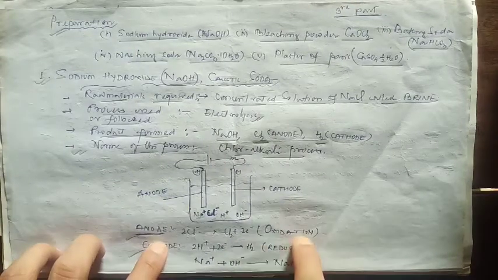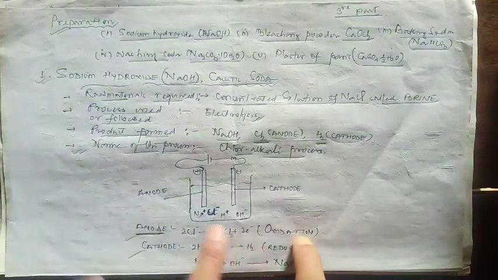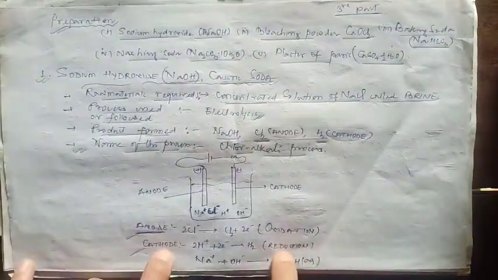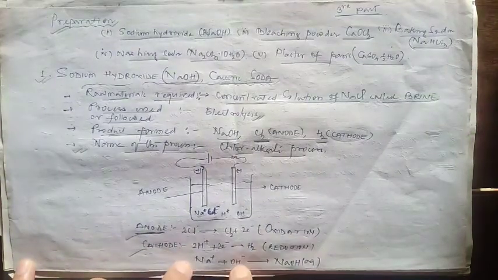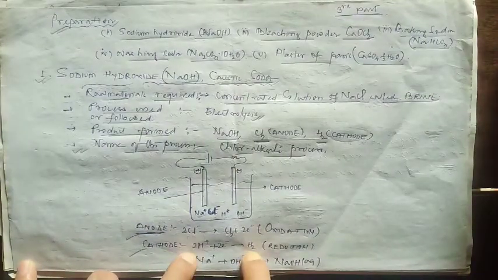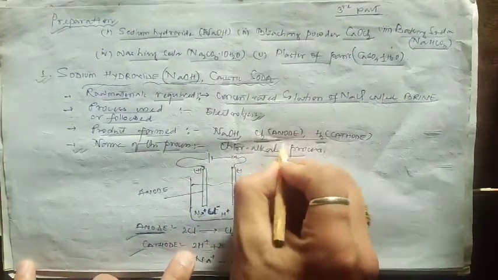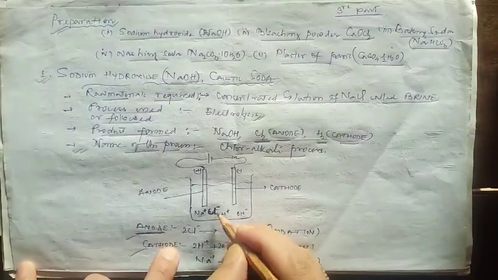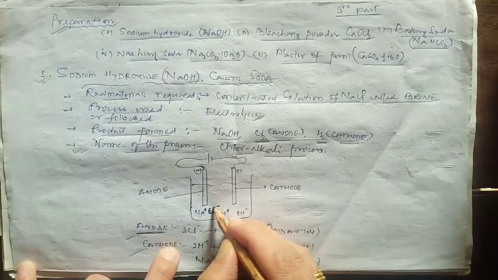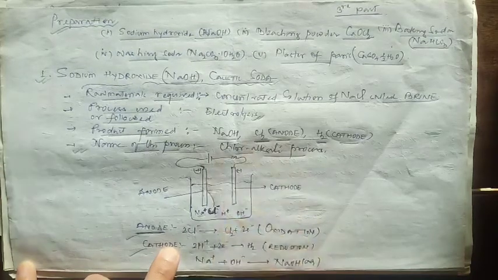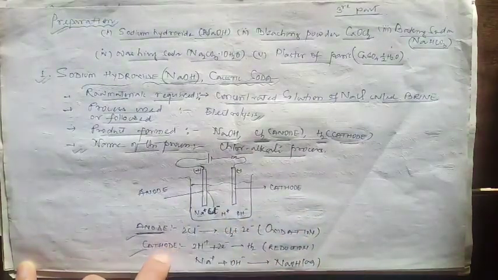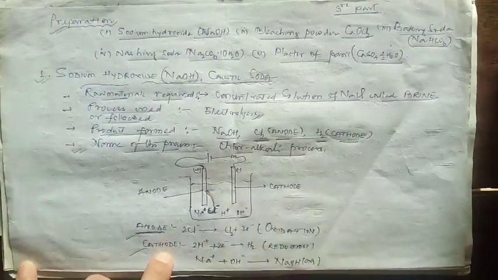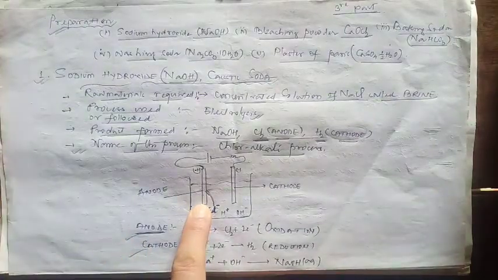Because of the oxidation process at the anode, what is formed? Chlorine is formed at the anode. And because of the reduction process occurring at the cathode, hydrogen gas is formed. So that's what we mentioned here. Chlorine is formed at the anode and hydrogen gas is formed at the cathode. The chloride ions will move towards the anode and will reduce themselves. Not reduce, they oxidize themselves to give us chlorine gas.